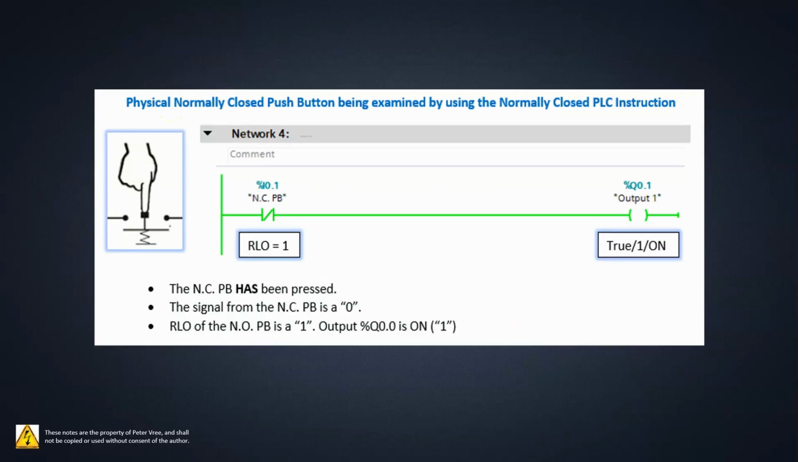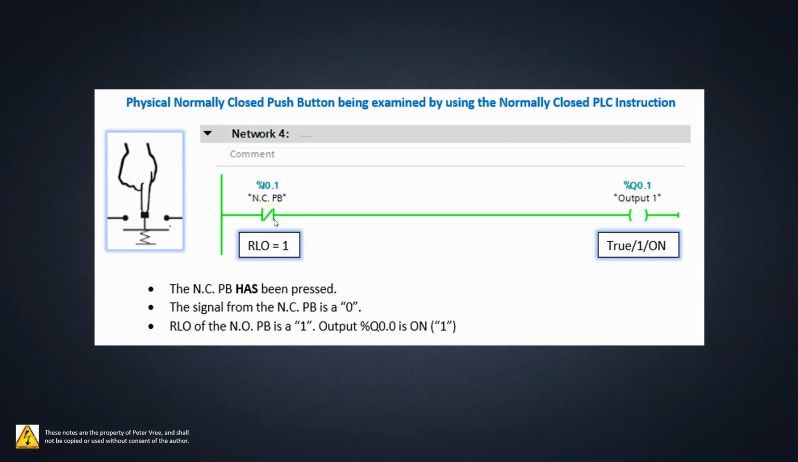Okay, let's take a look at the next one here, guys. So this is the same normally closed push button. It has been pressed, and so we're stopping that signal from going into the PLC. So there is a 0 in the memory for that input terminal, input 0.1, because there's no voltage there. No voltage is represented by a 0.